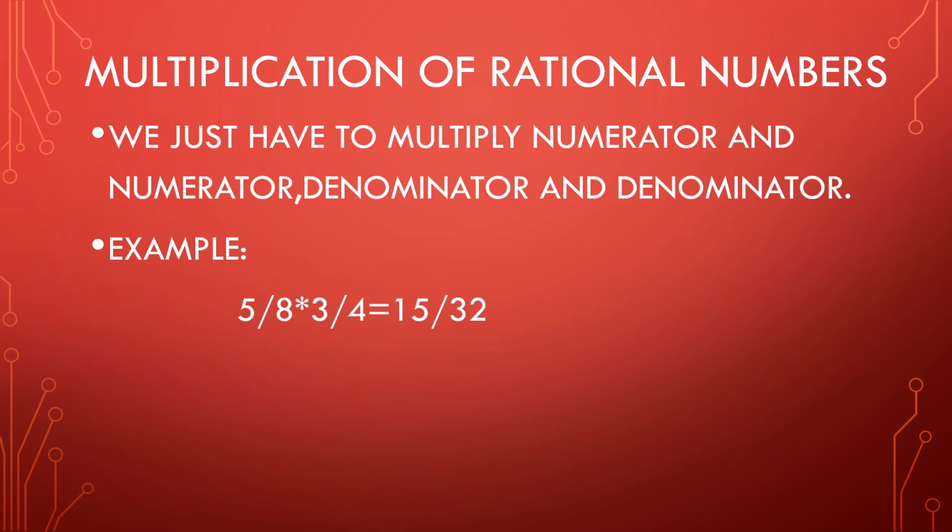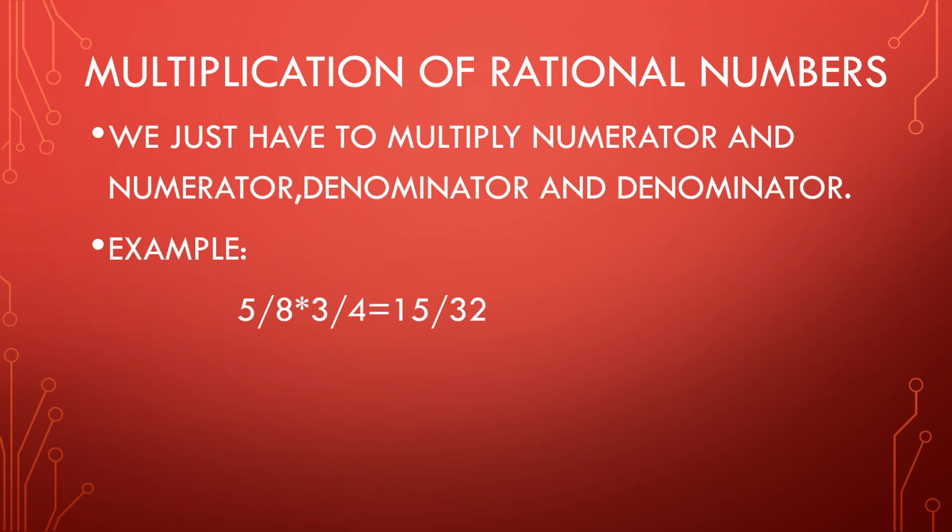Multiplication of rational numbers. We just have to multiply numerator and denominator. Yes, this is how we multiply. Here if you see, 5 by 8 multiplied by 3 by 4. So 5 into 3, 15. 8 into 4, 32. This is how we multiply rational numbers.